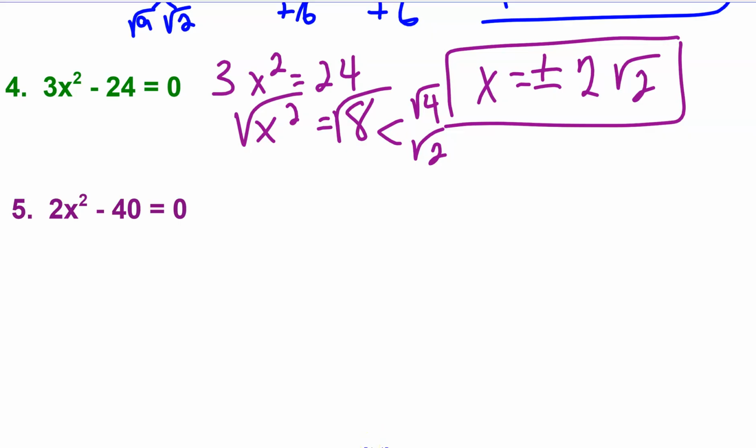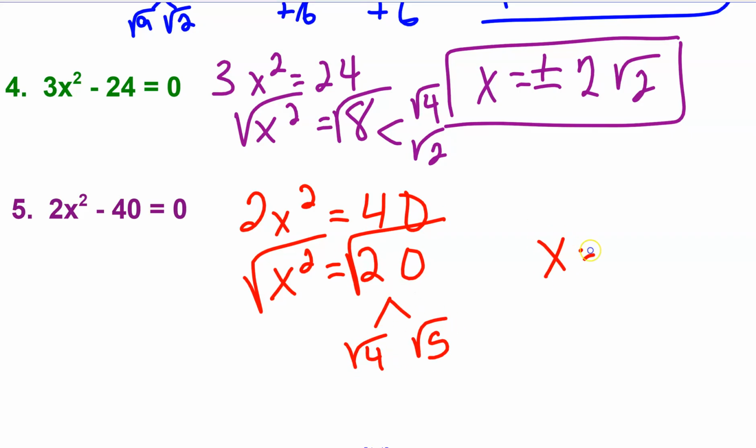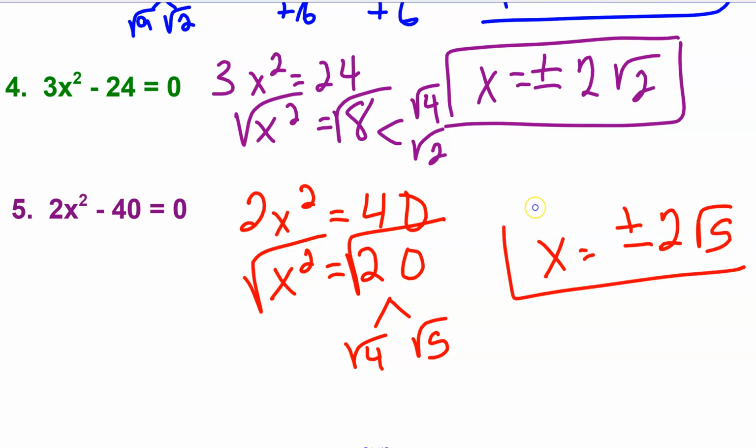You could pause this if you need to, just to process it. So on this one right here, I'm going to move the 40 over. I'm going to divide by 2. And then again, I'm square rooting both sides. Plus or minus 2 the square root of 5. So those are just some practicing, I will test you on that.